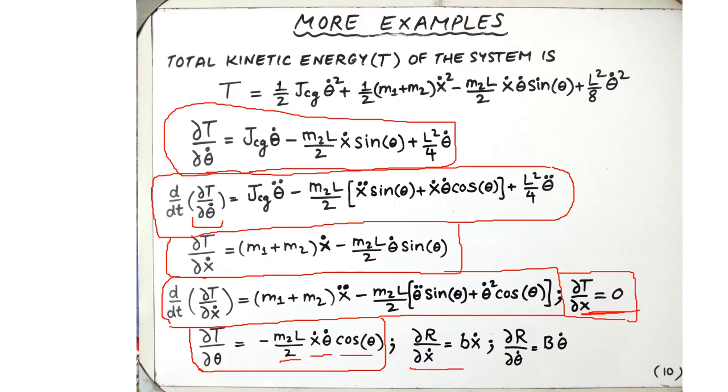Alongside, the partial derivative of the dissipation energy with reference to x dot gives b x dot, small b, and the partial derivative of dissipation energy with respect to theta dot equals capital B times theta dot.